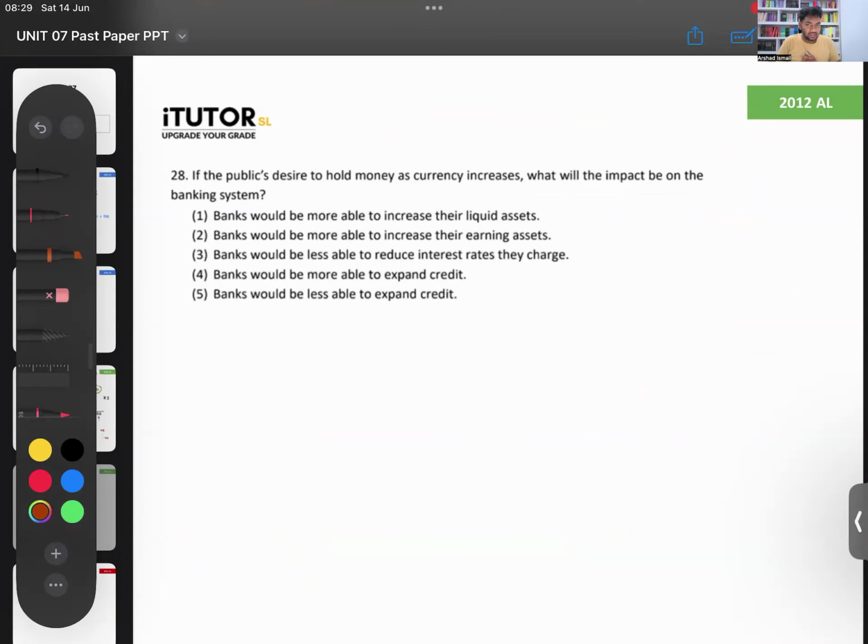Time and savings deposits will also increase now, not just demand deposits. Usually in your question, they give you demand deposits, but others will also increase. Okay.